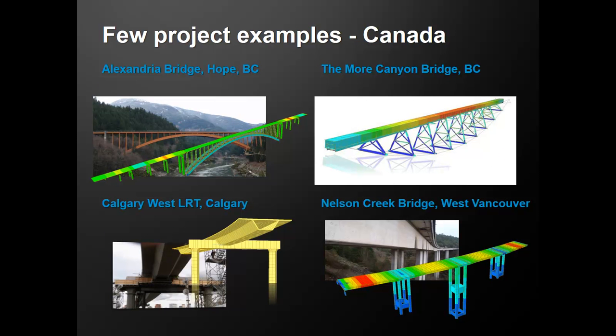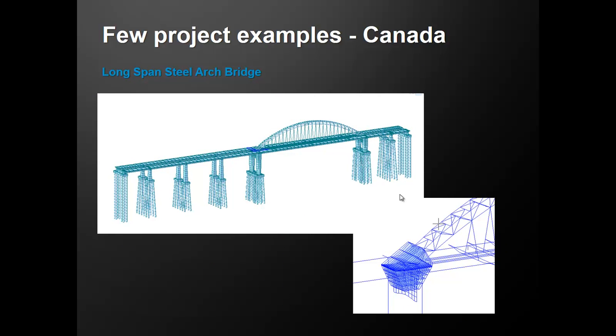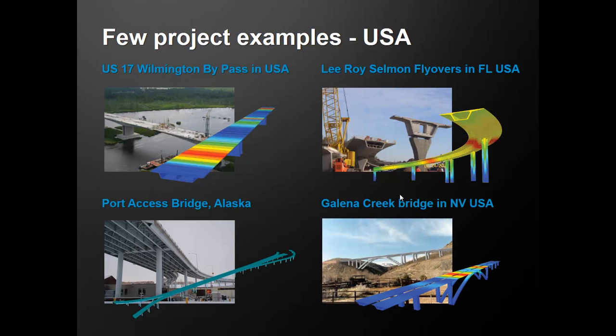Here are some examples of projects completed with Midas Civil. Midas Civil is being used all around Canada. Especially, there has been an increase in Midas Civil usage in P3 projects and light rail and rail bridge projects. I'm sure many of you are involved in P3 projects or have come across light rail projects. Midas Civil excels in those kinds of structures. The Calgary West light rail track is a good example. The Alexander Bridge, Moore Canyon Bridge, and Nelson Creek Bridge were also done with Midas Civil. Regardless of structure type, Midas can handle them all. Here is another example of a long-span steel arch bridge in Canada. And there are many different types of bridges done with Midas Civil.